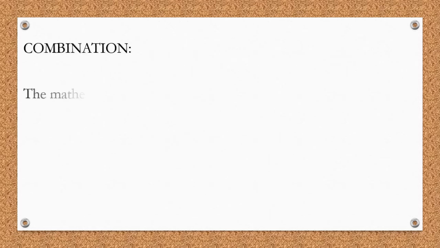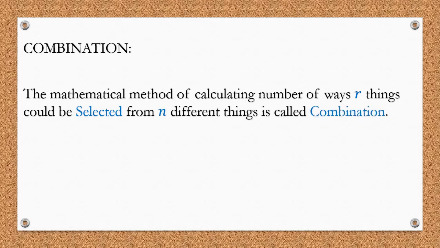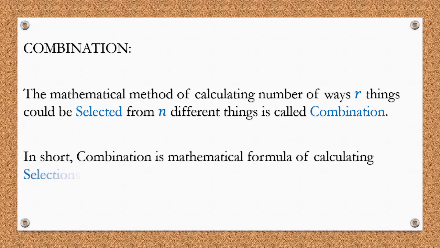Combination: the mathematical method of calculating the number of ways r things could be selected from n different things is called combination. So here the word selection, the selected, is important. In permutation, arrangement is important. In combination, selection is important. So in short, combination is a mathematical formula of calculating selections.